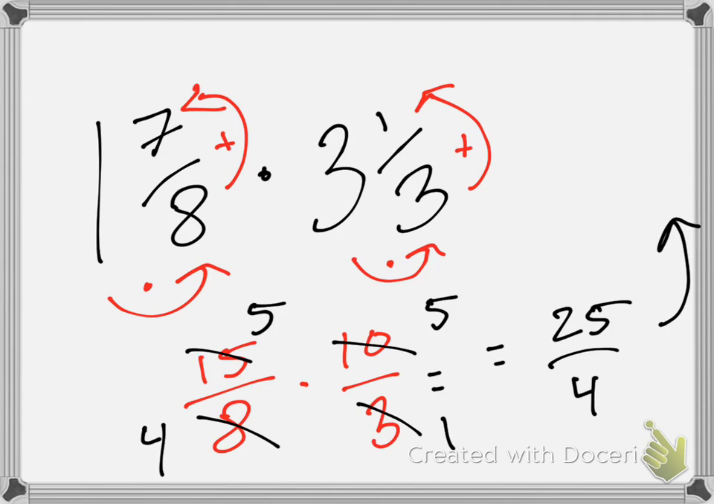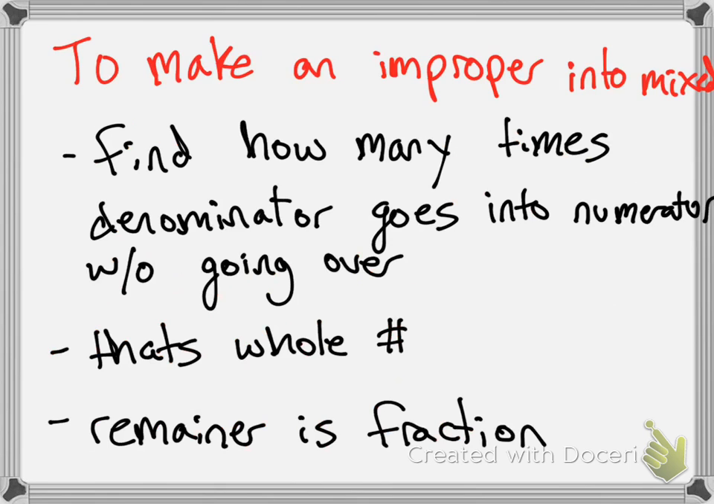No. What do I need to do, Liam? Yeah, we need to simplify. We need to make it back into a mixed number. What does it become, Ben? 6 1/4. Excellent. So to make an improper fraction into a mixed number, we find how many times the denominator goes into the numerator without going over. That becomes the whole number. And the remainder, or what's remaining, is the fraction.